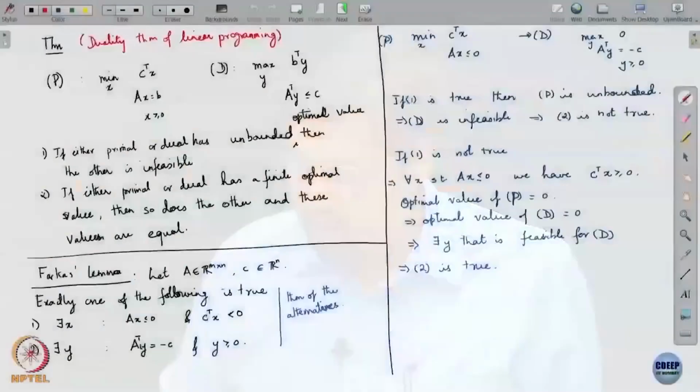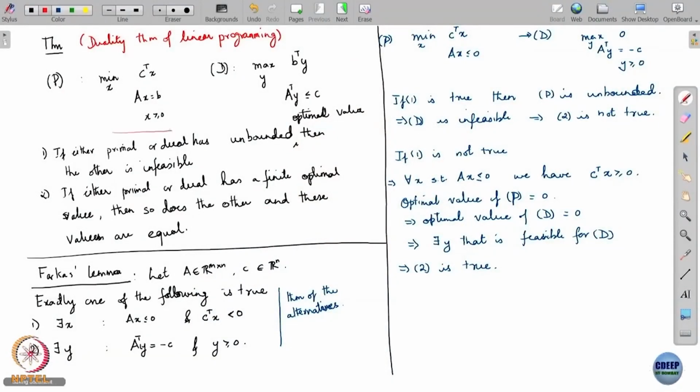Now, let me also tell you a few other things related to this. I remember I mentioned, we wrote out the LP duality theorem assuming this particular form for the primal LP, that we took as standard form, because every problem can be reduced to this sort of standard form, and this was the dual of that standard form.